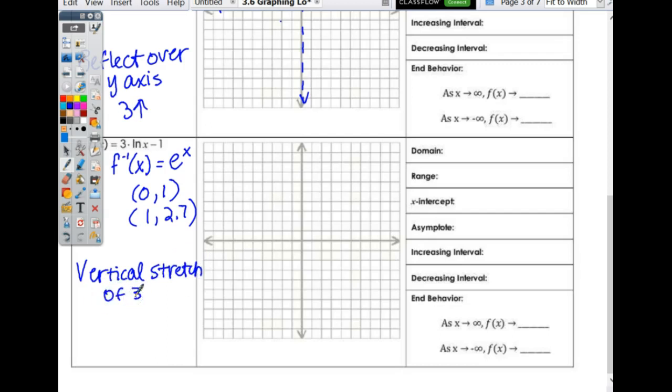And so which variable am I multiplying if it's vertical? Y. So times y. And then -1 is 1 down. So did the asymptote shift? No? So draw in your asymptote.